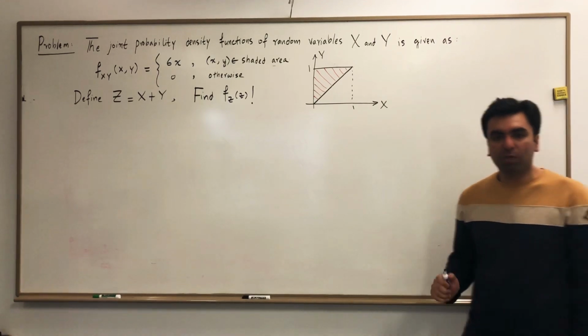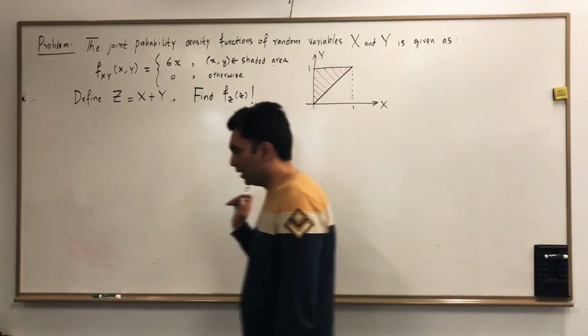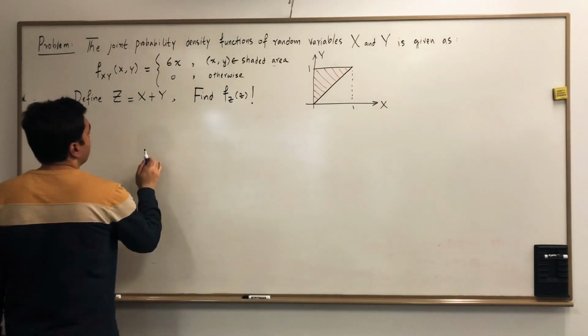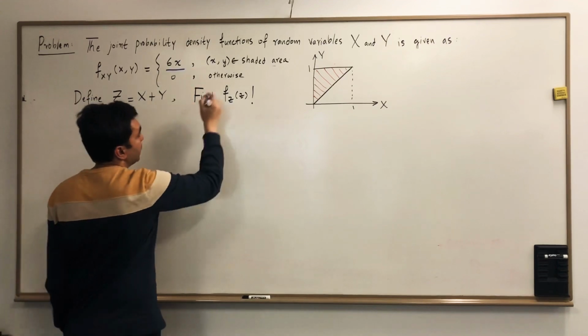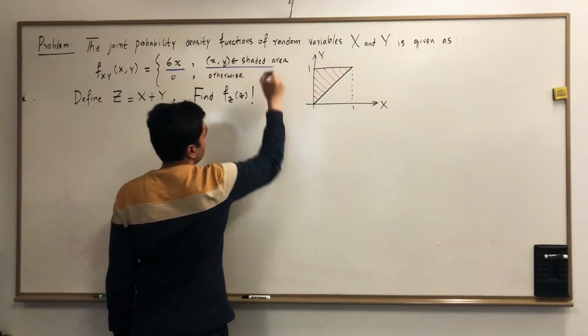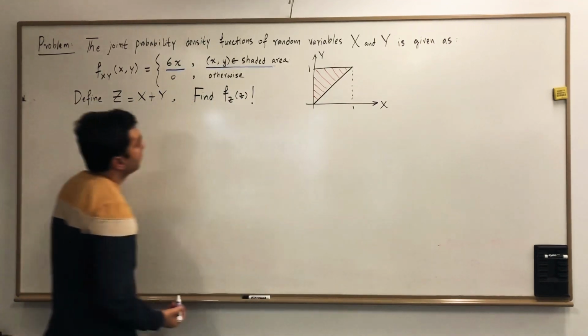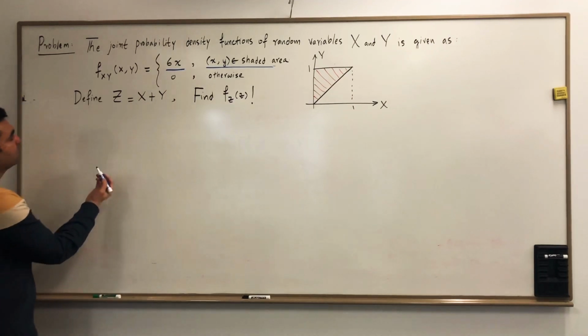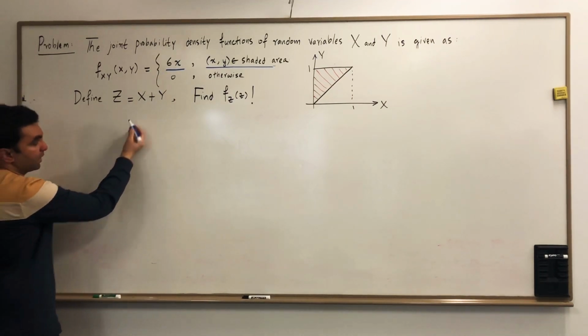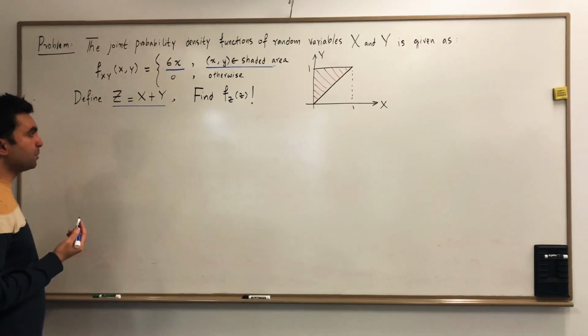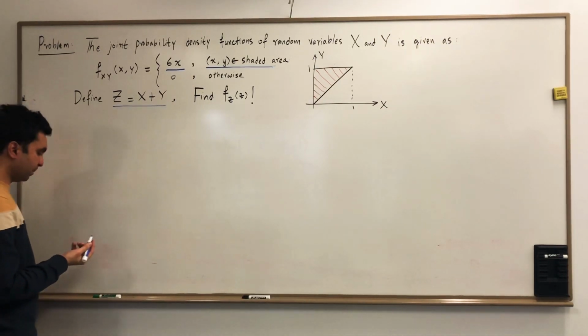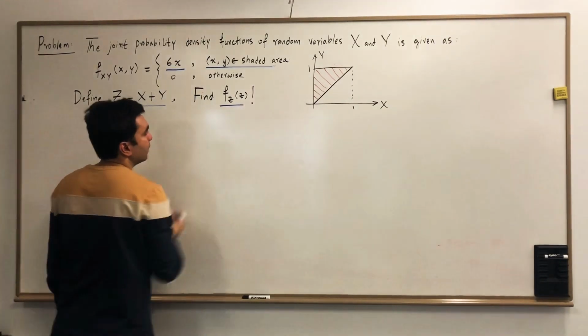So this is a slightly modified version of the previous problem. X and y again are distributed according to the density function 6x, which is defined over some shaded region shown in the figure. But instead, now z, a new random variable, is defined as x plus y. And again, we are required to find the probability density function of z, which is f_Z(z).